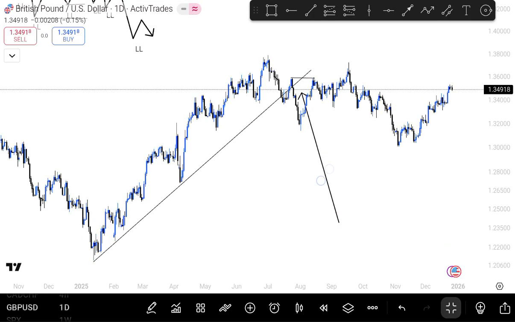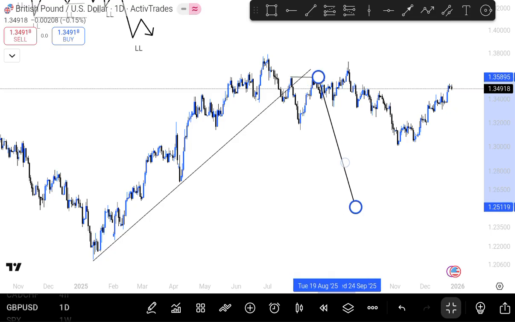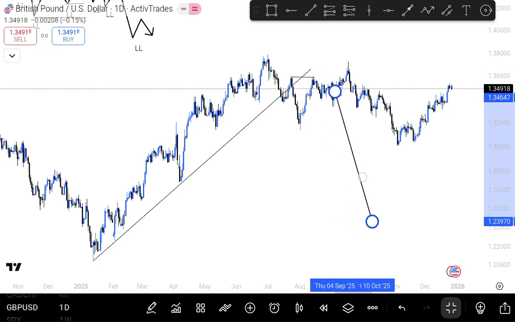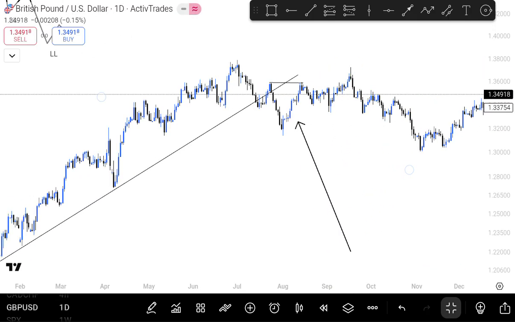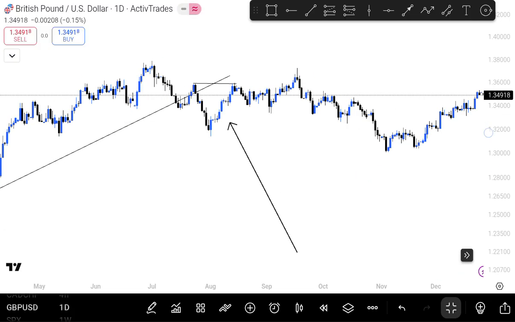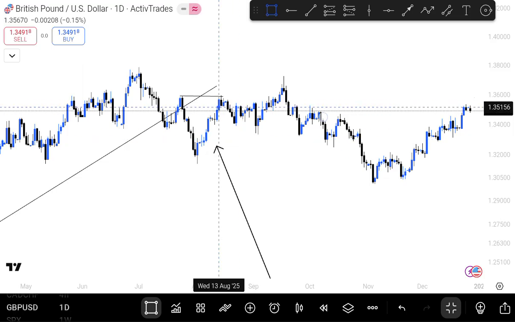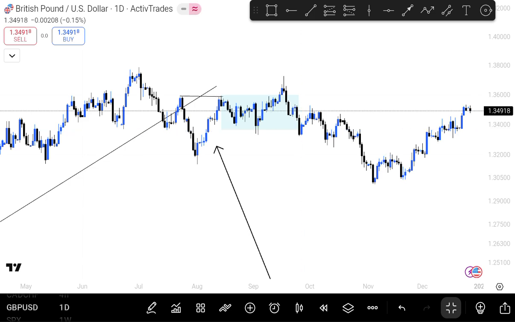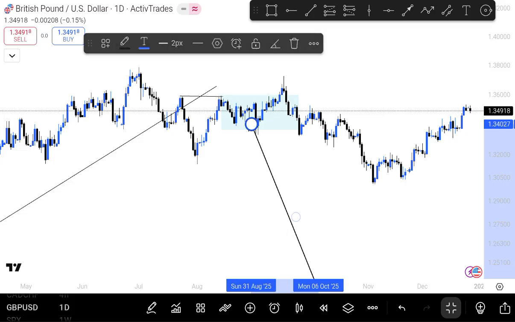But when it comes to this side, the market refused to take this high. Then it's continuing with a new lower low. Then the market has what we call an indecision in this place. You need to have an indecision, which is a choppy market. You can see from this side to this side, the market has no clear direction.